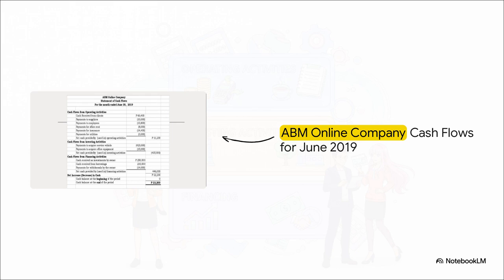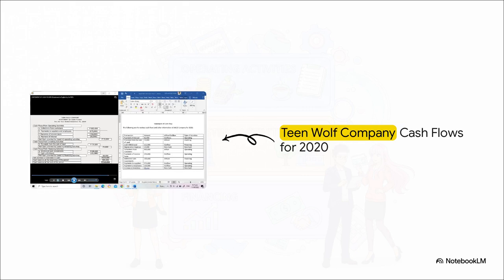Yikes, right? But how do they afford that? Through financing. The owner invested capital and they borrowed money, leading to a financing inflow of $446,000. Combine those three totals and you get a net increase in cash of exactly $22,200. Let's look at one more example.